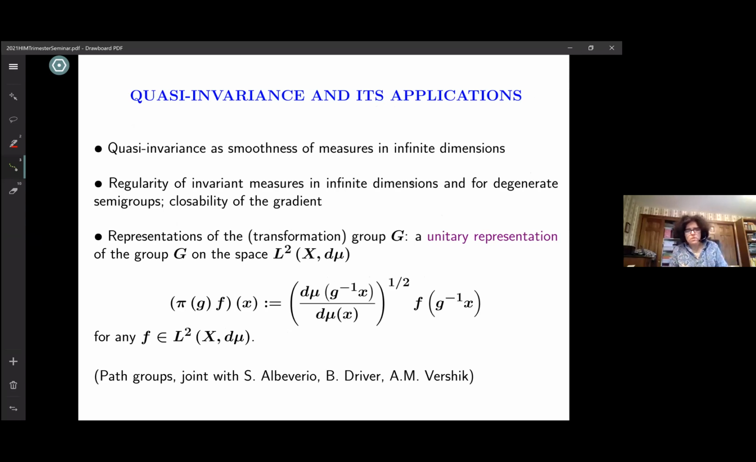Okay, so why are people interested in quasi-invariance? There are lots of reasons for this. First of all, we understand it as smoothness of measures in infinite dimensions. That is when you cannot write your measure as having density with respect to some reference measure like the Lebesgue measure. You use it to prove lots of regularity results about SDEs or PDEs in infinite dimensions. So you use it to prove lots of useful things like closability of the gradient and things like that.